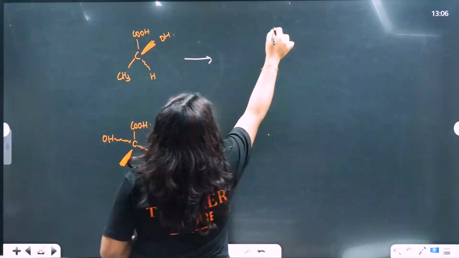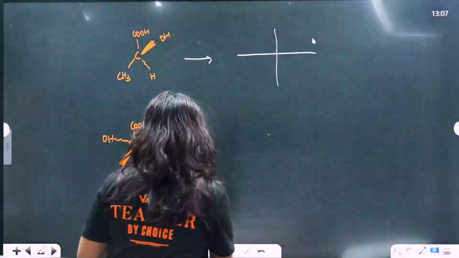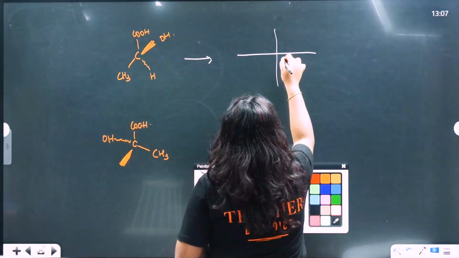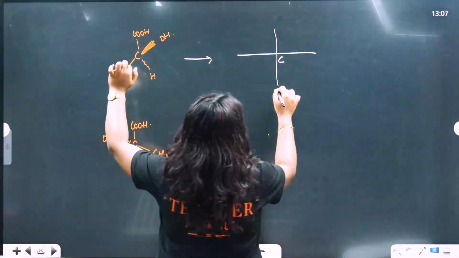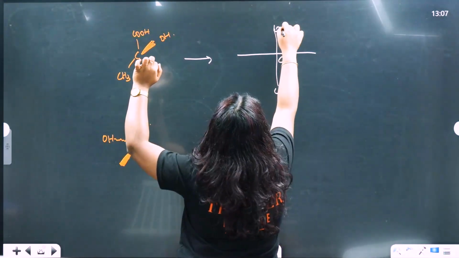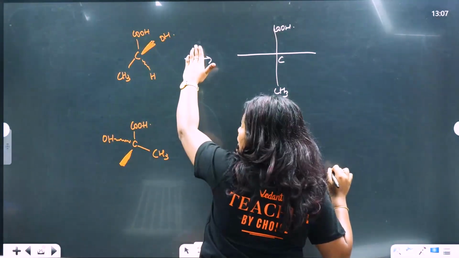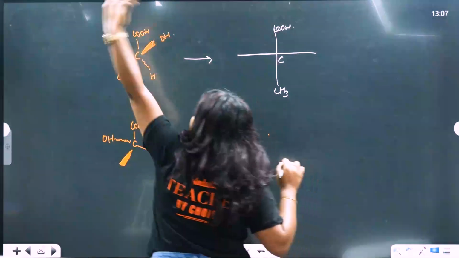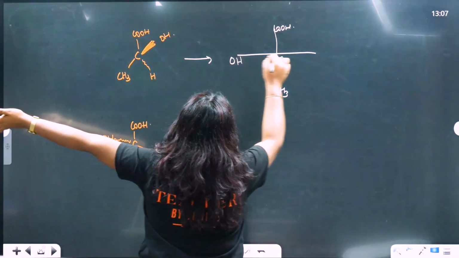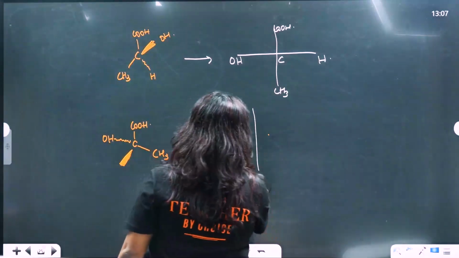Now you have your carbon like this. You have your carbon here in the Fisher formula. You know that CH3 is written at the bottom and COOH at the top. The OH next to the CH3 on the dash side will come to the other side, which means the OH comes here and the hydrogen comes here. This is how you write your Fisher formula.